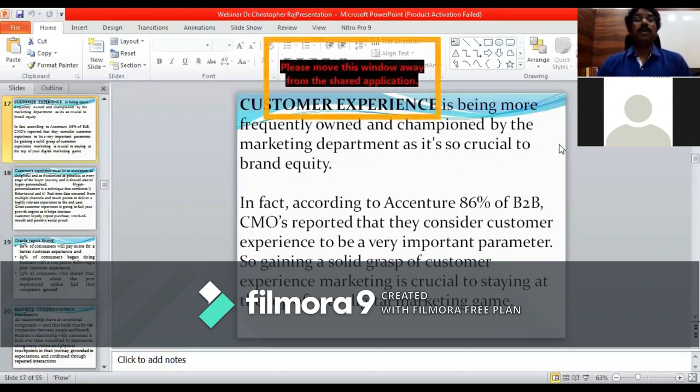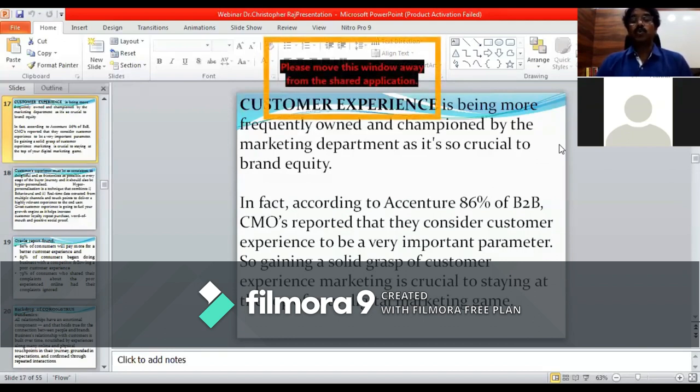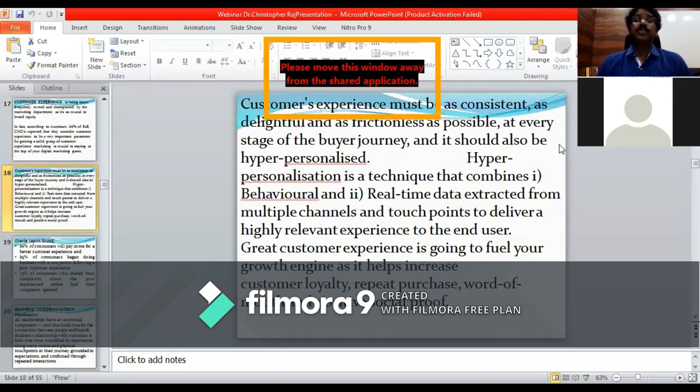So now let's talk about customer experience. The experience is being more owned and championed by the marketing department, along with brand equity. According to Accenture, 86% of B2B CMOs reported that they consider customer experience to be a very important parameter. So building a solid grasp of customer experience marketing is crucial to staying at the top of your digital marketing game. Consumers' experience must be consistent, as delightful and as frictionless as possible at every stage of the buyer's journey. And it should also be hyper-personalized.